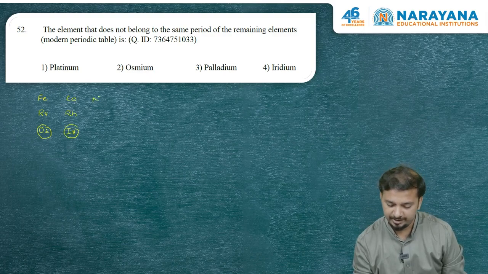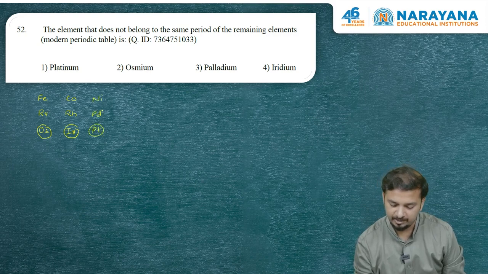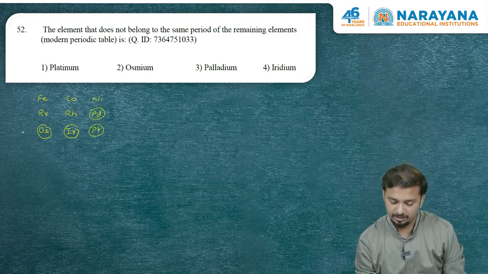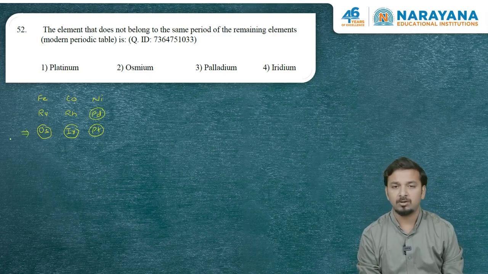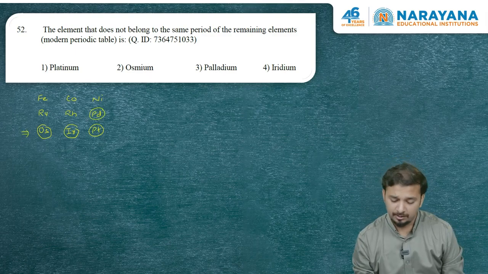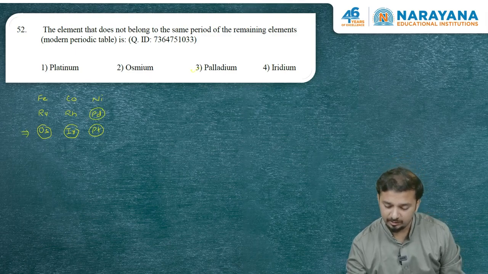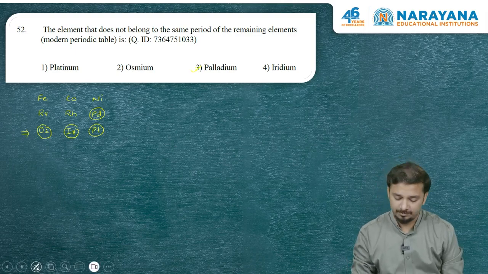And if you see the nickel family, it will be nickel, palladium, platinum. So platinum is over here, and palladium is in this. So these three sets of elements belong to the same period. Palladium does not belong to the same period. So the correct answer for this question is palladium.